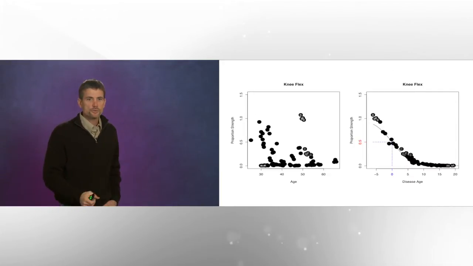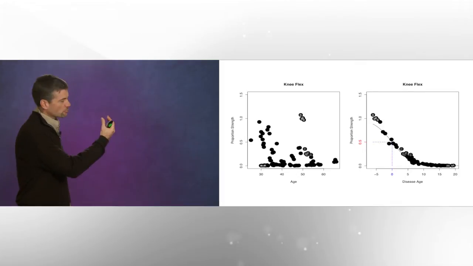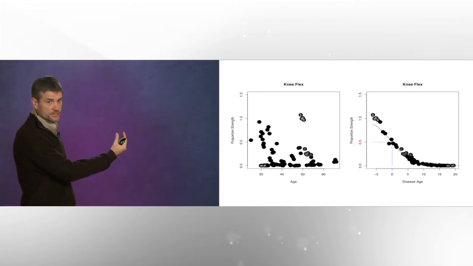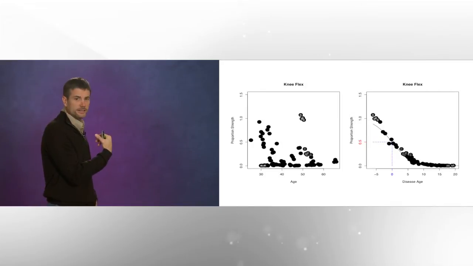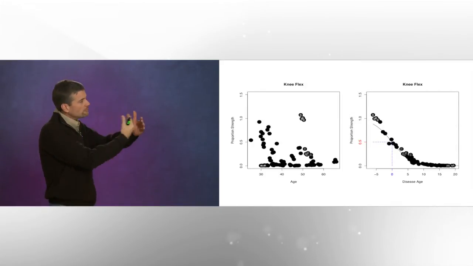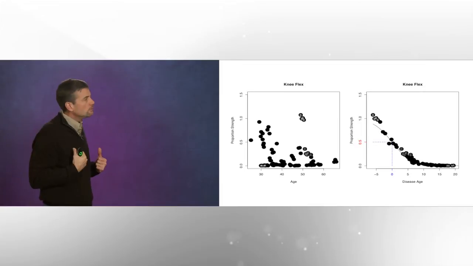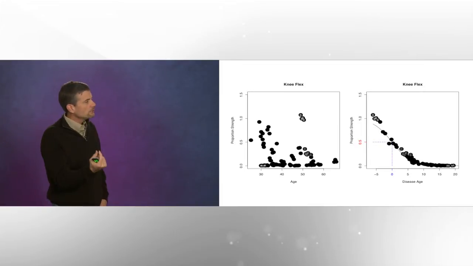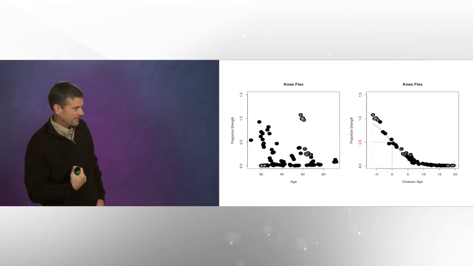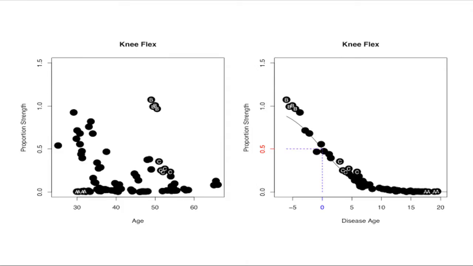So what we do is we take on the left, you see chronological age is the X, and you see their proportion strength is the Y. We now move them to a logistic curve. We fit a logistic curve and move them to that and impute a new thing called a disease age, and we plot the disease age for that individual as the x-axis.